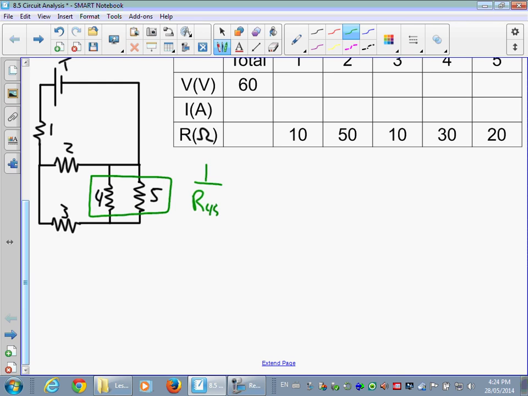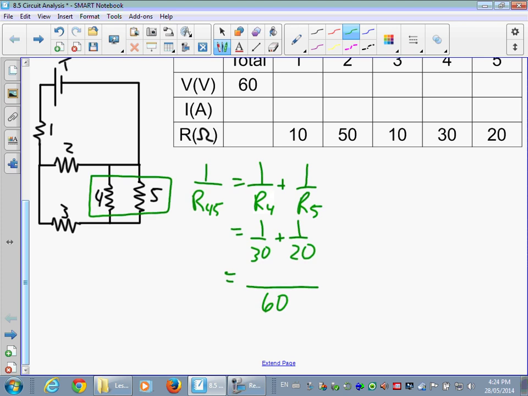1 over R45 is equal to 1 over R4 plus 1 over R5. So R4 is 30 ohms, so we have 1 over 30. R5 is 20 ohms, plus 1 over 20. The common denominator is 60, which means I would have 2 over 60 plus 3 over 60, which gives 5 over 60. But remember, that's 1 over R45. So R45 is the reciprocal of that, 60 over 5, which gives you 12 ohms.